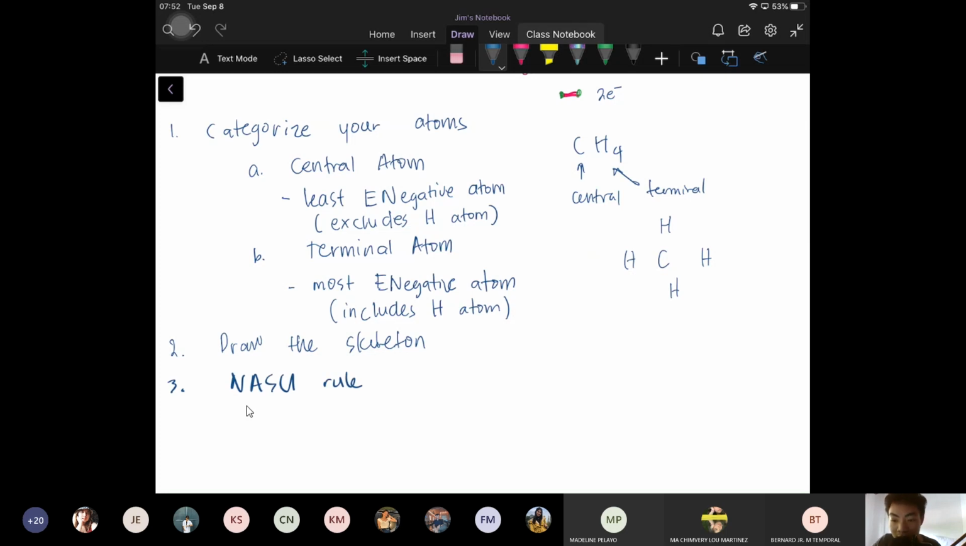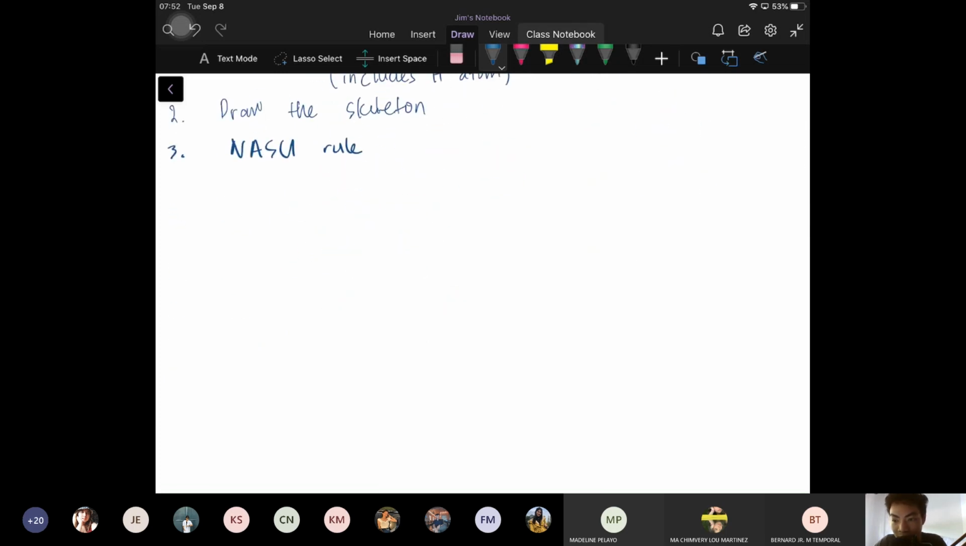Ito yung natutunan ko na technique, no? Yung Naso Rule. Okay, so I don't know if familiar kayo, pero when I was teaching senior high school, ganito talaga tinuturo ko sa kanila, Naso Rule. Para feel nila college na sila. Enjoy naman sila. Okay. So, Naso stands for N, needed electron. A is available electron. S is shared electrons. And U is unshared electrons. Okay. So, isa-isahin natin.